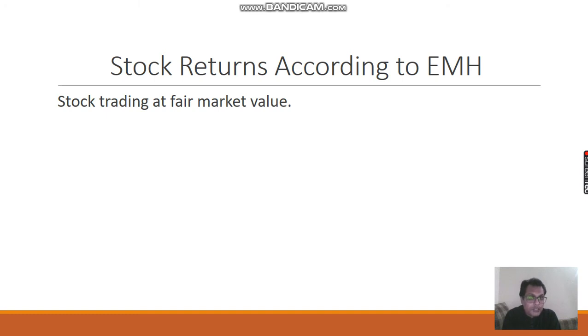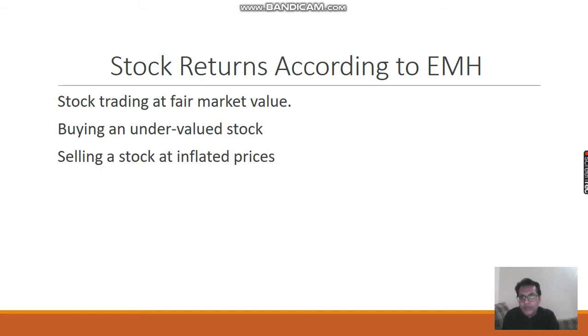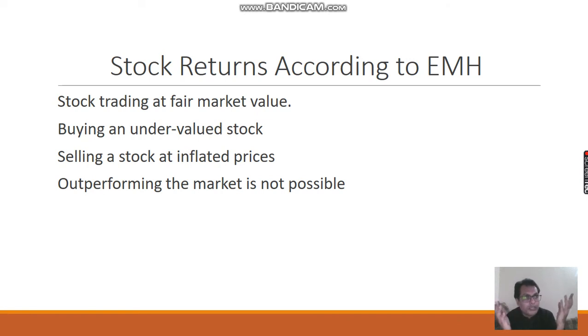So according to EMH, when nobody has an informational advantage, stocks are trading at fair market value. In other words, the stock market is operating at its equilibrium. The intrinsic price of the stock is exactly equal to the market price. Hence, there is no possibility of buying an undervalued stock, or selling a stock at an inflated price, because everybody knows the fair market value, and nobody can outperform the market or get abnormal returns.